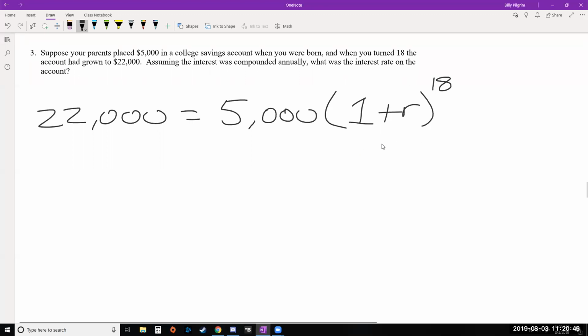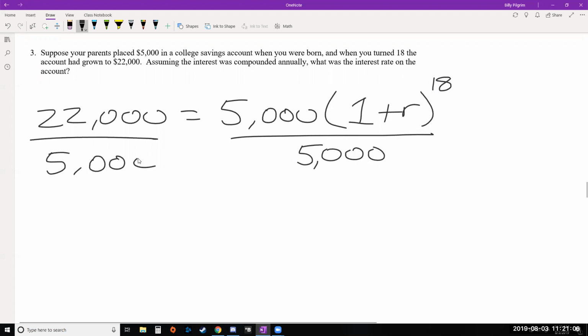So if we want to solve for r, we have to get rid of this 18th power, which is going to require us taking an 18th root. In order to do that, though, we first want to isolate this 1 plus r piece. So our very first step should be to get rid of the 5,000, and because it's being multiplied by the quantity 1 plus r to the 18th, we need to undo that multiplication by dividing both sides by 5,000. So that goes away. We get just our 1 plus r to the 18th, which is what we wanted.